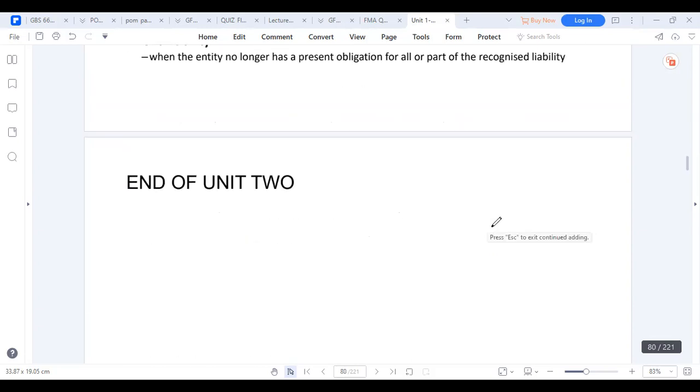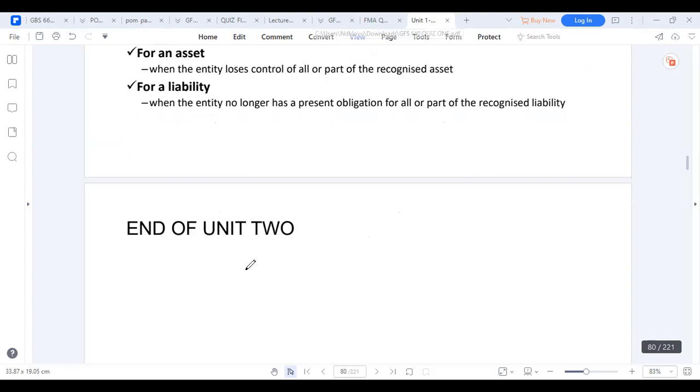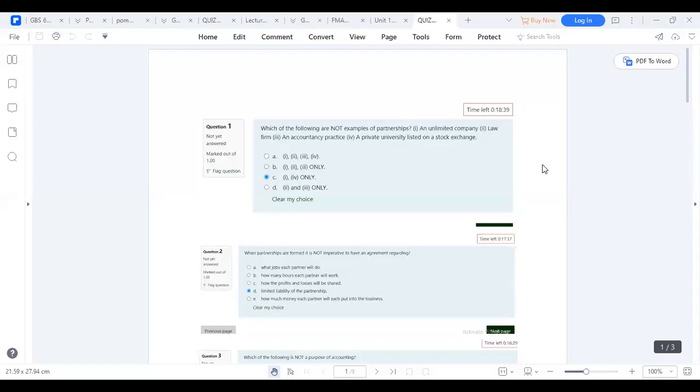So this is where we end, and we'll quickly go through the questions from the quiz, unless there are any questions at this point. So based on what has been discussed, now we'll look at unit 1, quiz 1 and quiz 2.